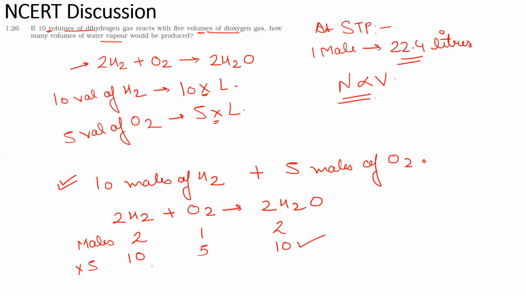So can I simply say that 10 volumes of dihydrogen will react with 5 volumes of dioxygen to give me 10 volumes of water vapor. Okay, so this thing is possible because 1 mole of everything contains 22.4 liters and number of moles is directly proportional to volumes. Okay, so 10 volumes of anything can also be written as 10 moles, 10x moles, that we can equate based on the given data.